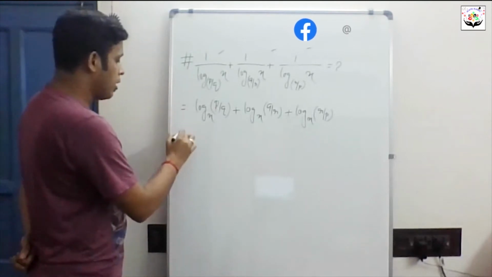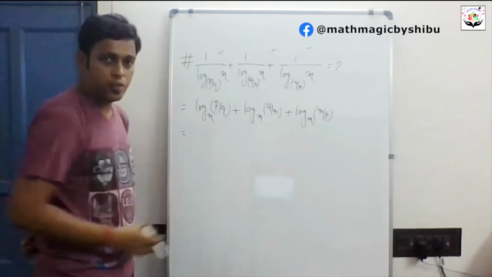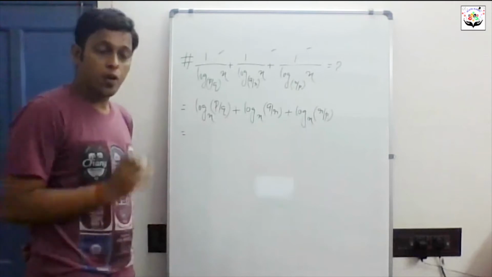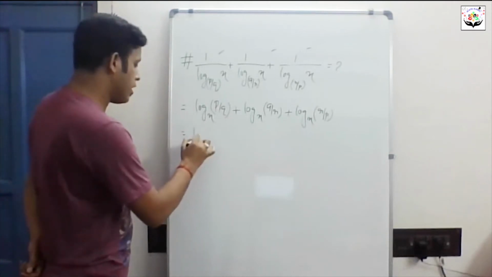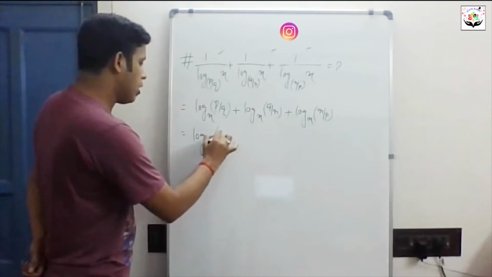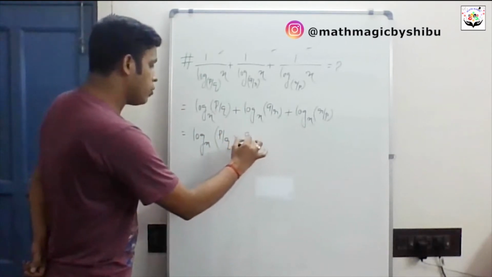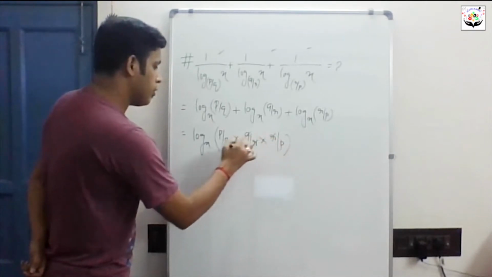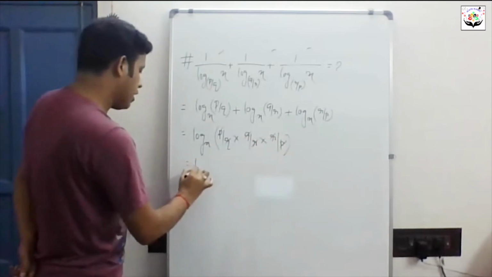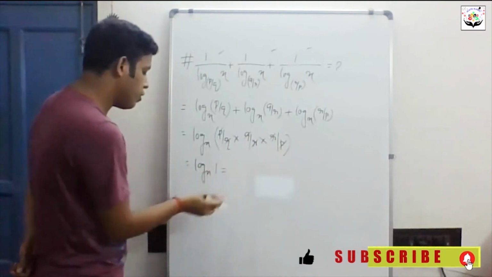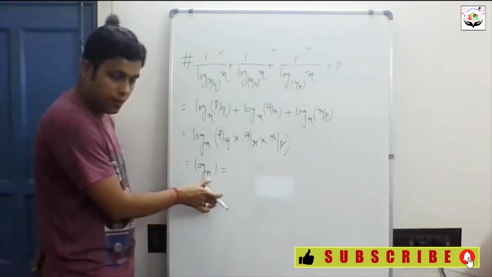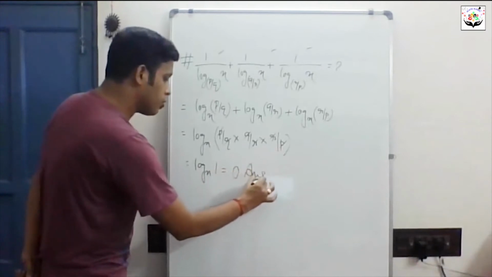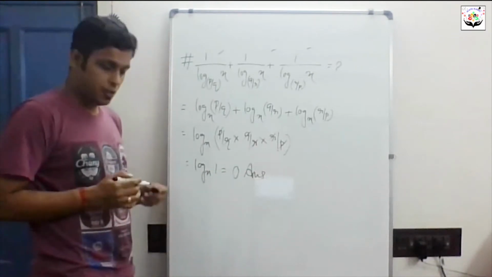Now, as we know, the base is the same for these 3 logs. So log a plus log b plus log c will be log a into b into c with the same base. So it will be log p by q into q by r into r by p. Everything will be cancelled. It will be log of 1, and we know whatever the base, if there is log 1, then it will always be 0. So the answer for this question is 0.